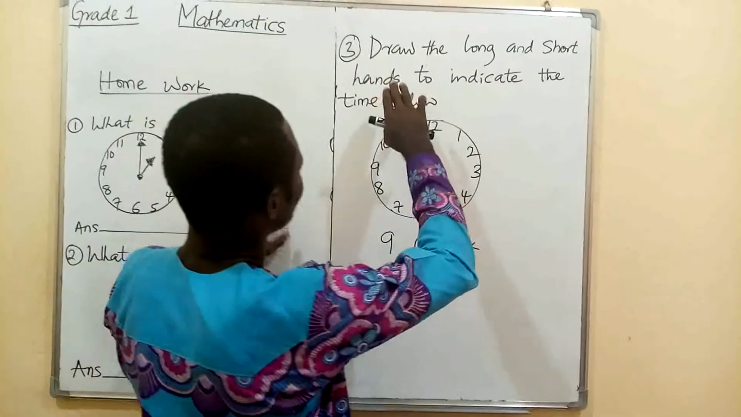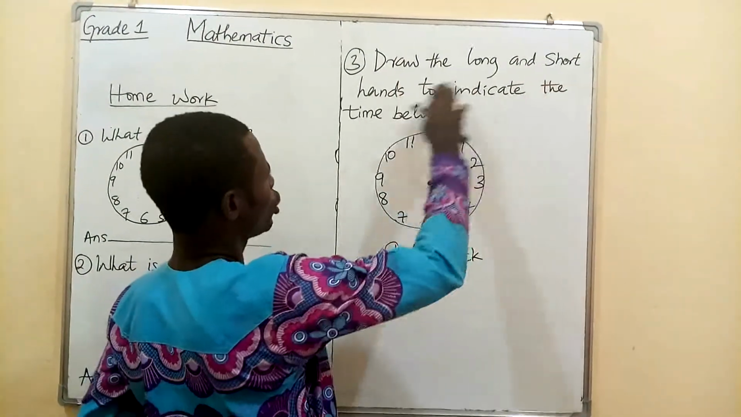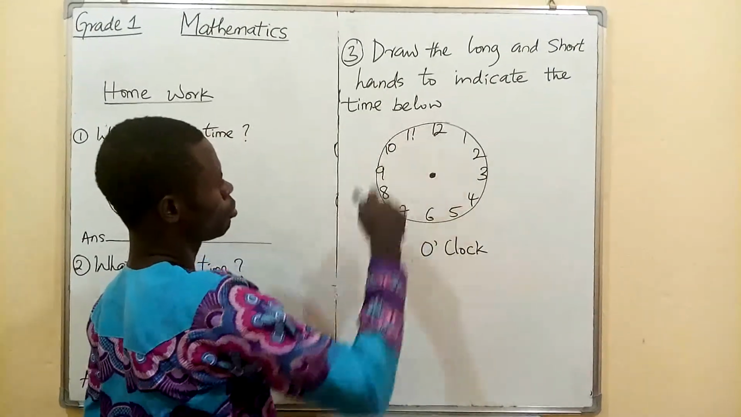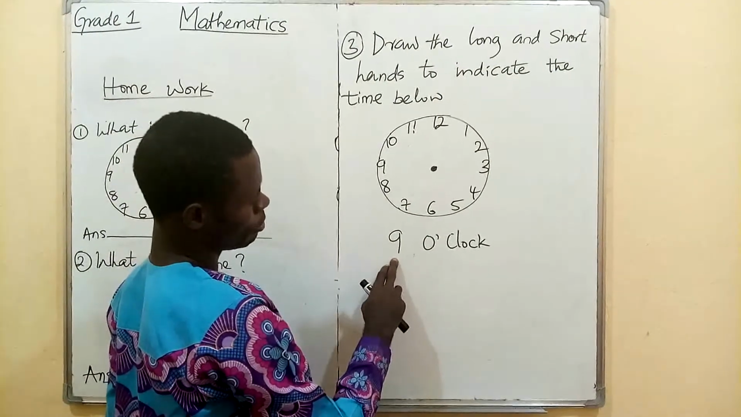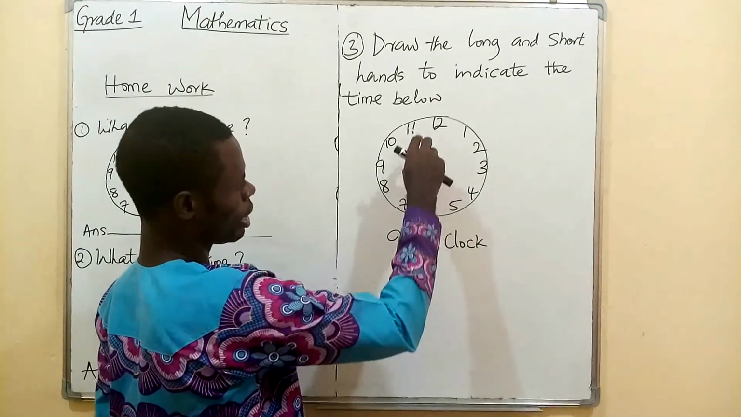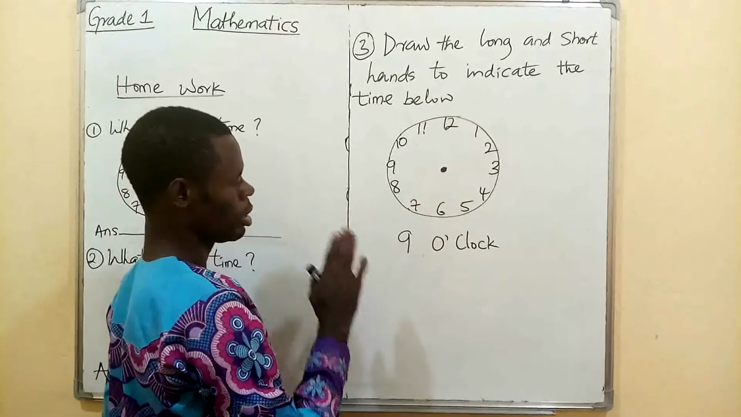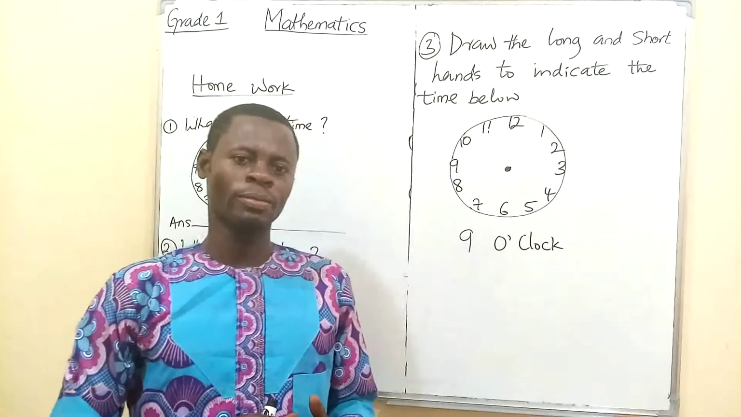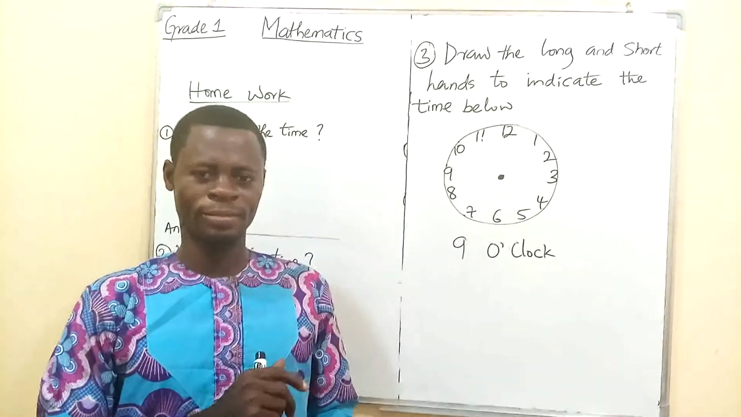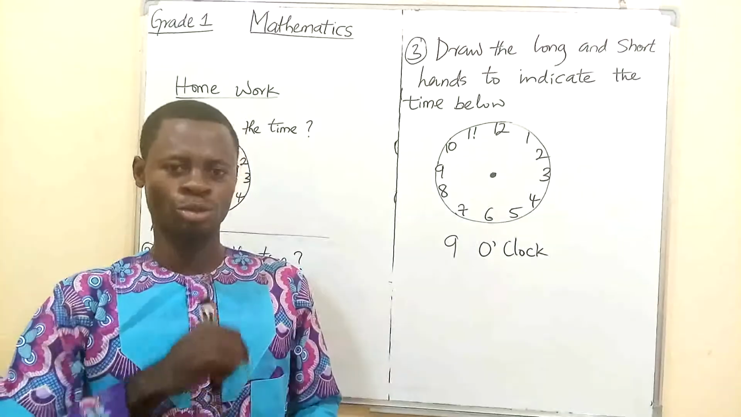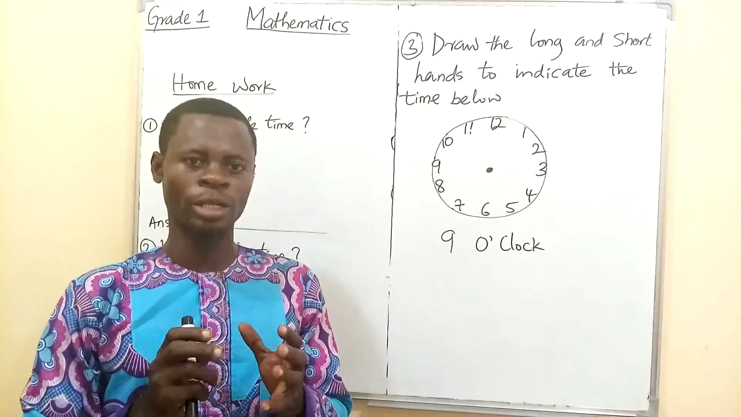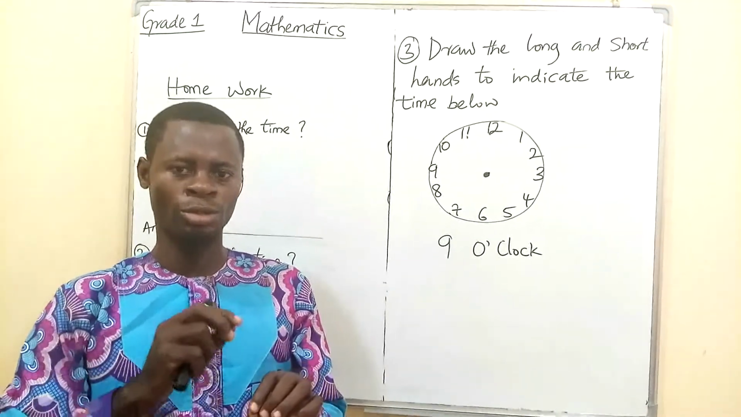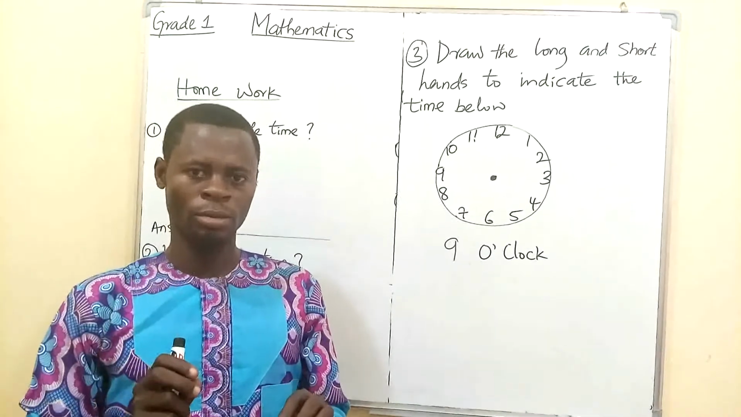Alright? Number 3. Draw the long and the short hands to indicate the time below. And what's the time? 9 o'clock. You have to draw the long hand and the short hand to indicate 9 o'clock. Please ensure that you make your work more beautiful than mine. As you can see, I use freehand to draw my circles. Please get a circular shape object so that you can place it on your book and draw a better circle.